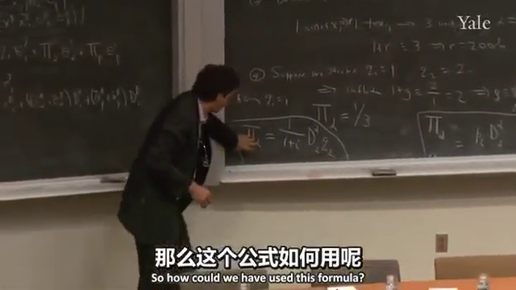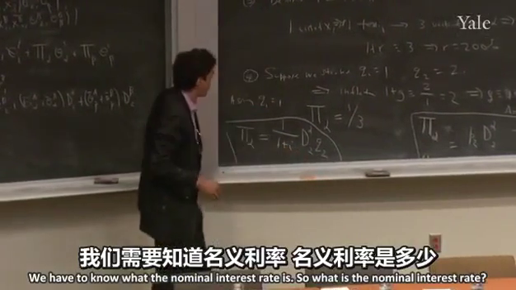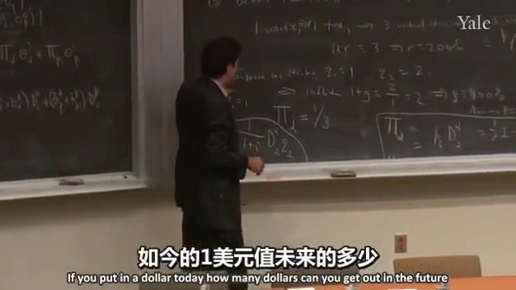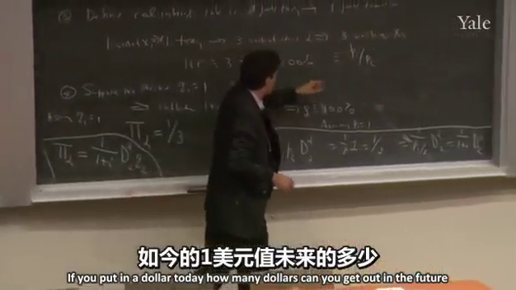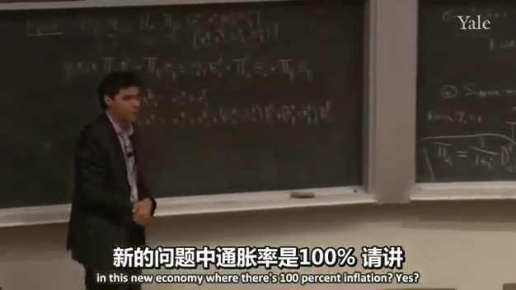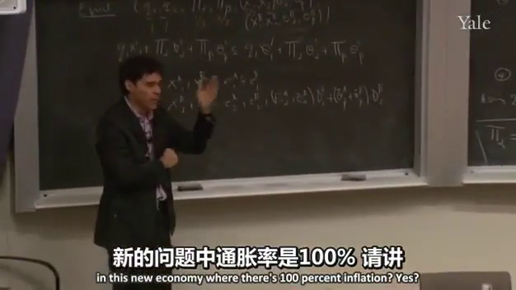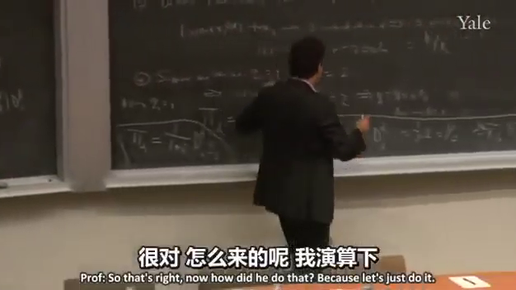So how could we have used this formula? We have to know what the nominal interest rate is. So what is the nominal interest rate? If you put in $1 today, how many dollars can you get out in the future in this new economy where there's 100% inflation? Yes. Okay, so that's right. Now, how did he do that?